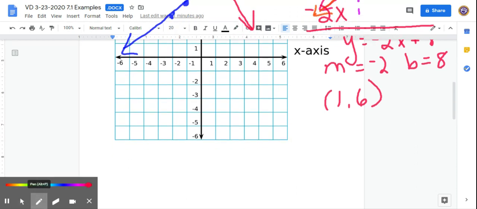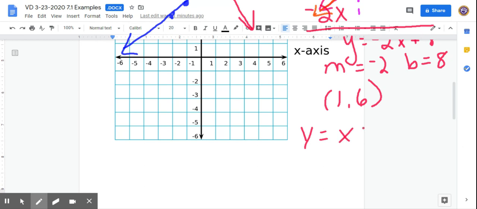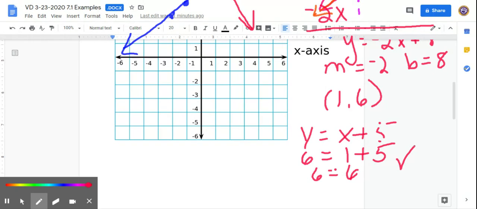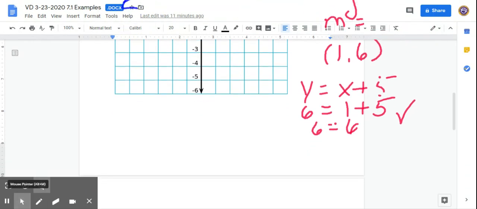So you have y equals x plus 5. If you put 6 in for y and 1 in for x, what do we get? 6 equals 6. Yes. Now we have to make sure it works for the second one also, because it's a system, so it has to be true for both of them.